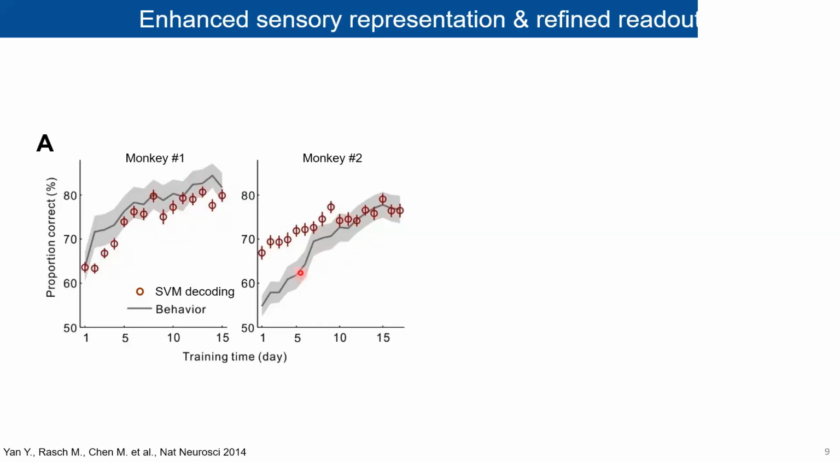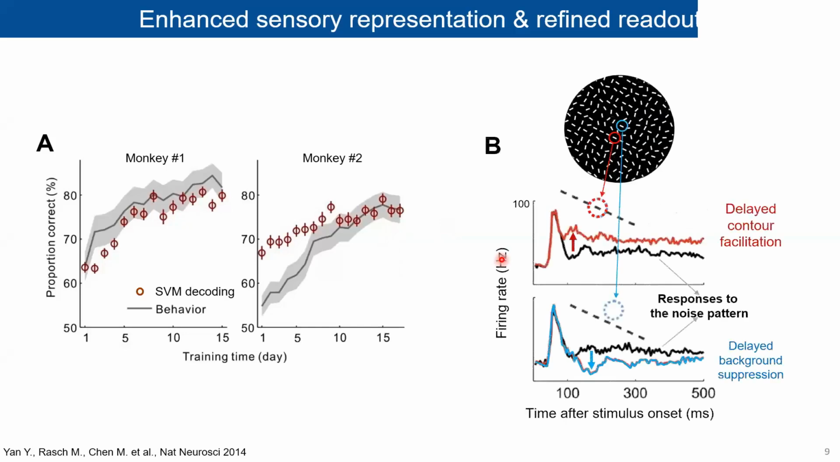But during the early training days, the decoding was much better than the behavior, suggesting that the animals were unable to use or read out the contour information encoded in V1. Such a difference was reduced with training, suggesting that the readout process was refined. Note that training only modified the late component of V1 responses. The early component remained unchanged, similar to the previous orientation singleton detection task. So the delayed contour facilitation or background suppression suggests feedback modulation from higher-order cortical areas.